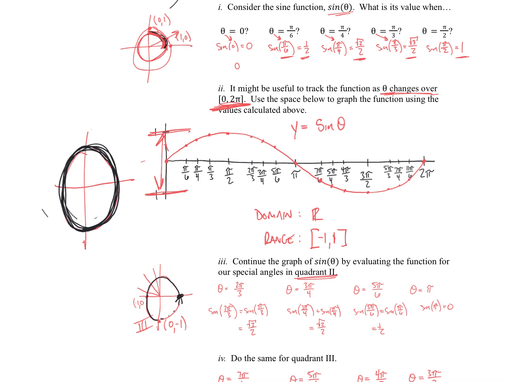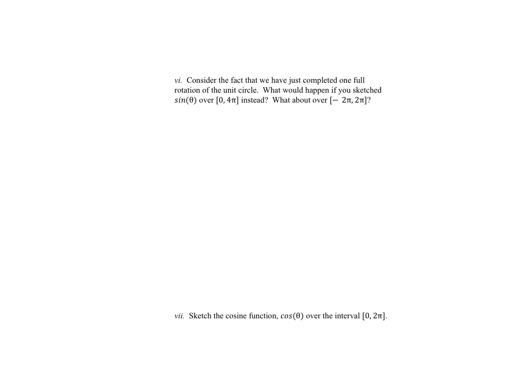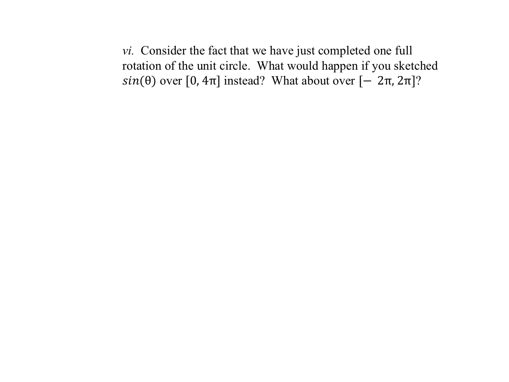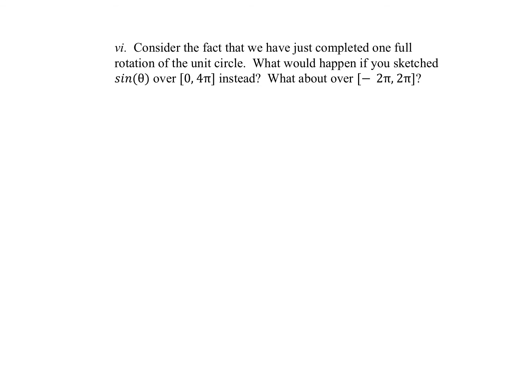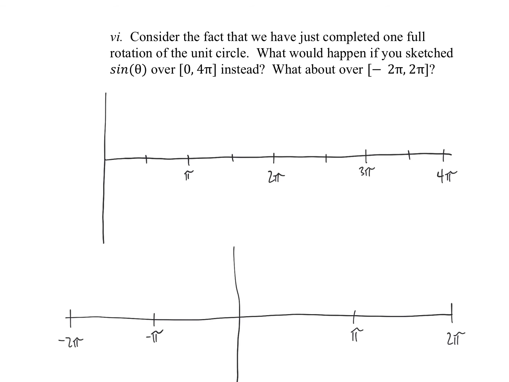And then one more question for us to consider here. Before we wrap this lesson up, consider the fact that we have just completed one full rotation of the unit circle. What would happen if you sketched sine of theta over 0 to 4 pi instead? And then what about over negative 2 pi to 2 pi? So I'm just going to put a couple axes down for us to sketch this out on.